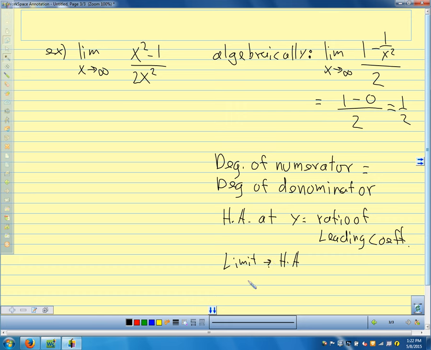I'm not going to say equal because our limit's a number and the horizontal asymptote is a line. So our limit goes to the horizontal asymptote. We don't have a special name for this situation, so we invented one last period. We decided we'd call this equal heaviness.